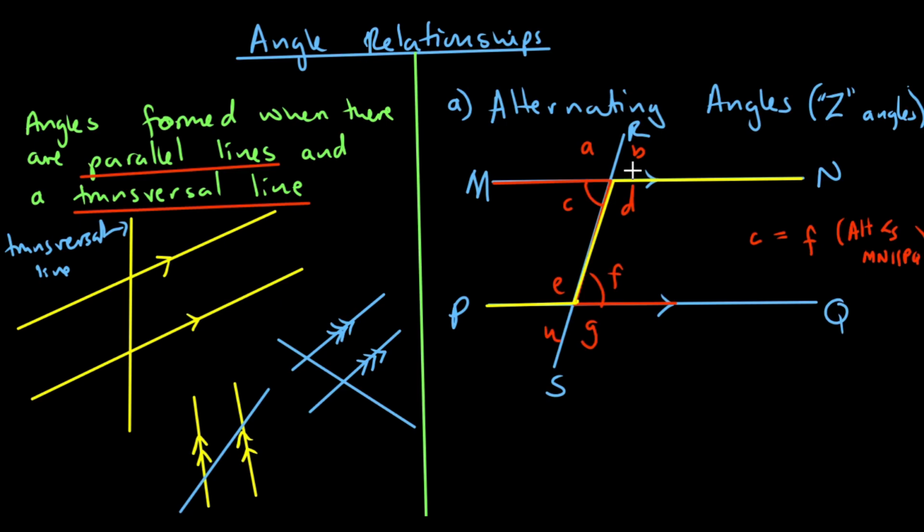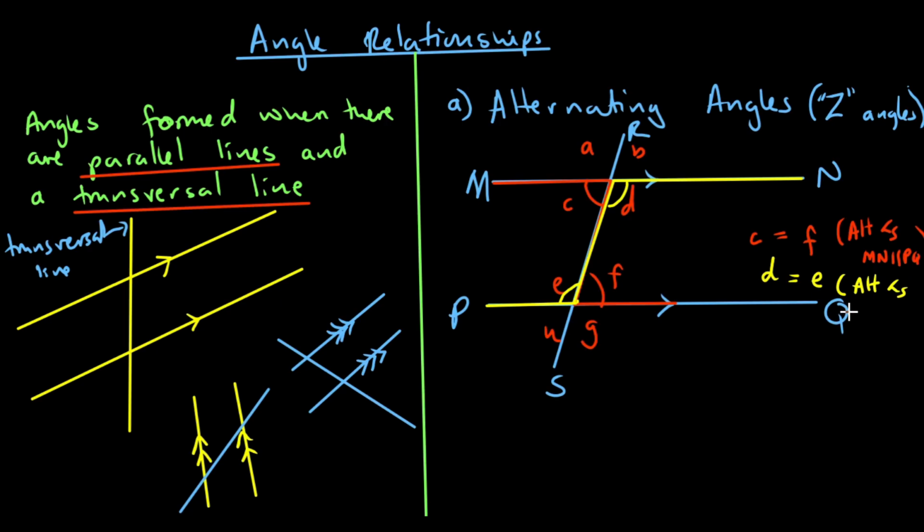Yes, that is very, very correct. This angle and this angle are also equal. We call them alternating angles. So in other words, our D is equal to E. Why is that? Alternating angles.